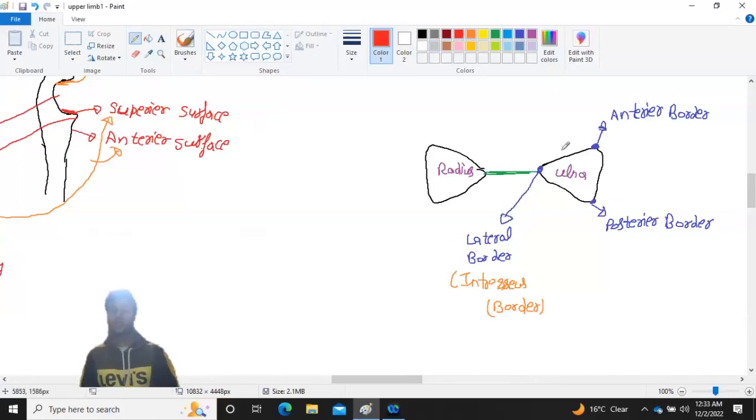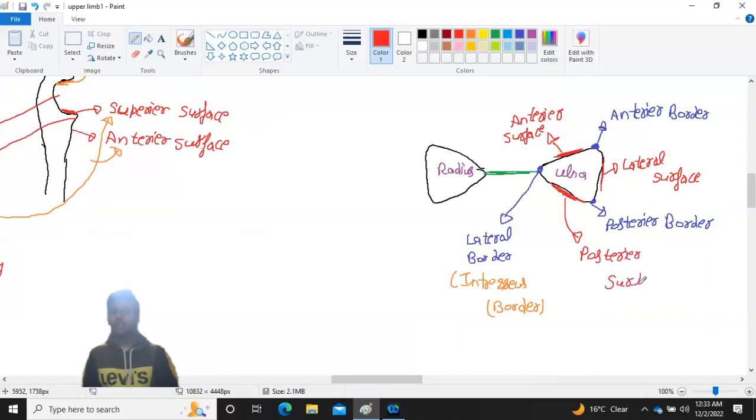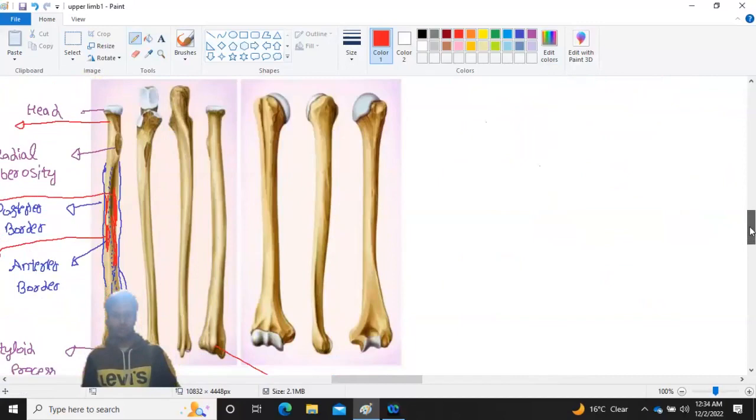Next, surfaces. Again, let us draw the surfaces in red. This is the anterior surface. This is the lateral surface. And this is the posterior surface. So there are 3 borders and 3 surfaces, similar to the radius. So these are the markings of the ulna.